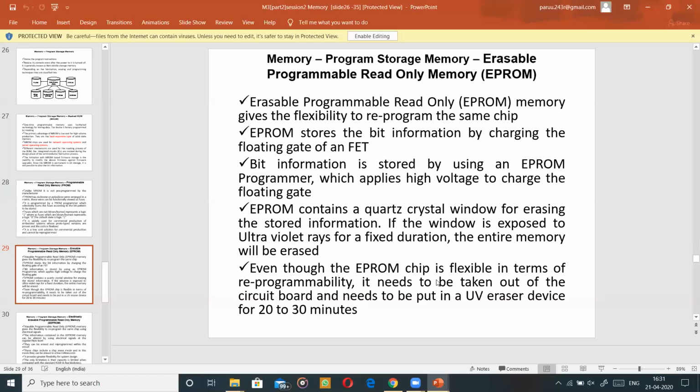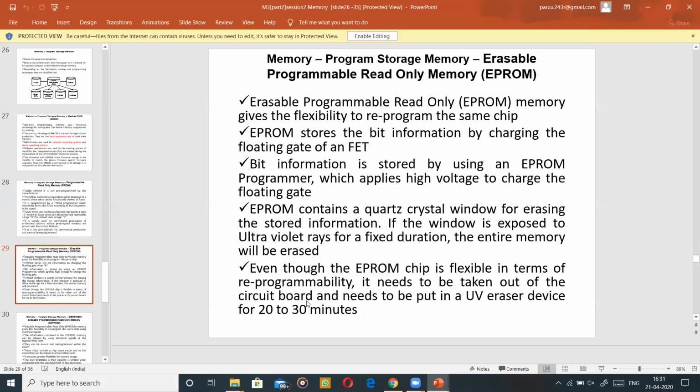Even though the EPROM chip is flexible in terms of reprogrammability, meaning I can reprogram and erase it as many times as I want, the problem is it needs to be taken out of the circuit board. The chip is present in a particular board, so that particular chip should be taken out from that board. You have put that in a particular board of an embedded system. It could be a washing machine or oven.